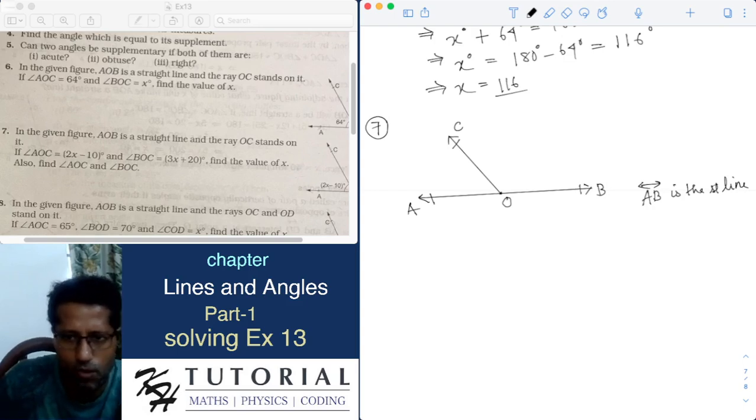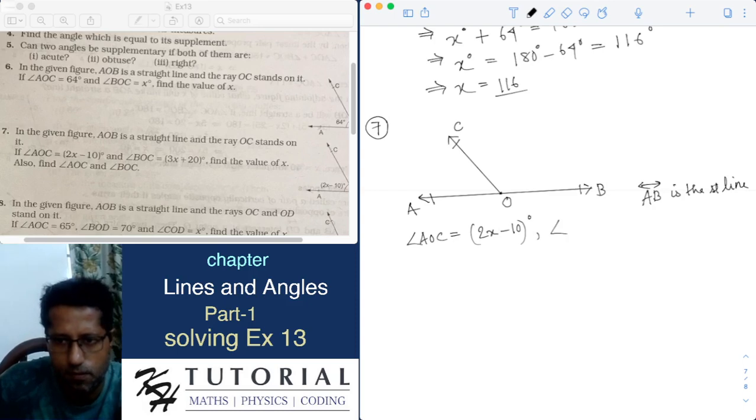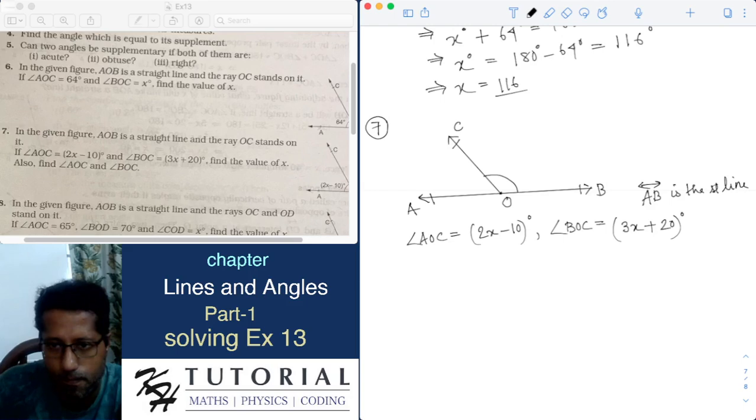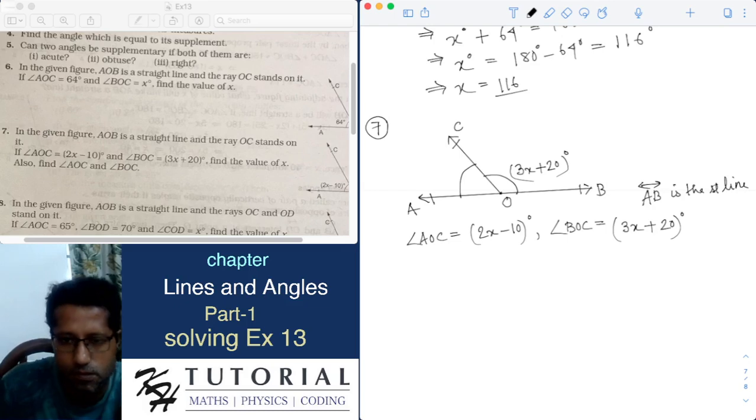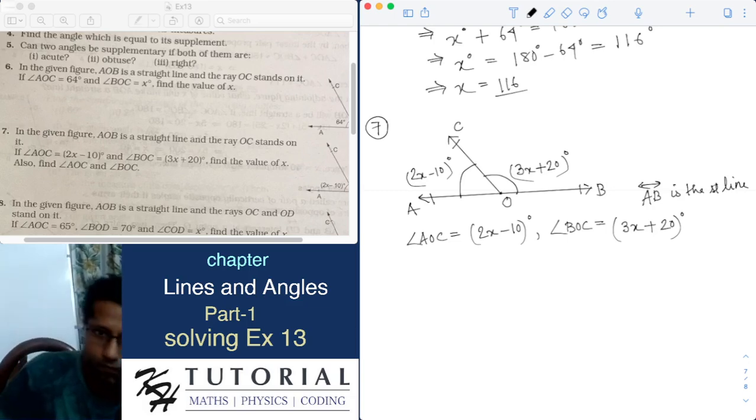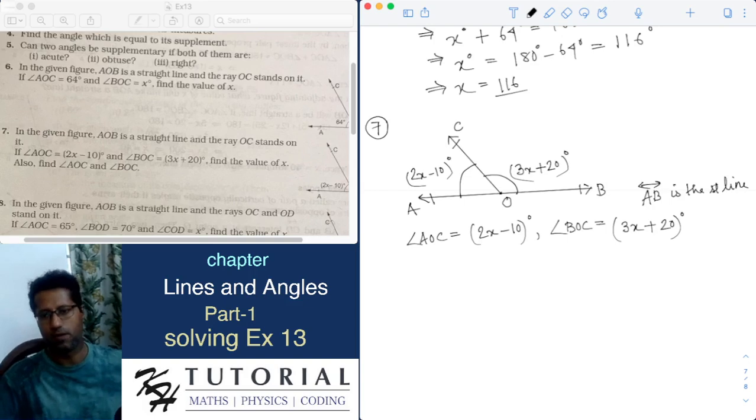Okay, angle AOC is given to be 2x minus 10 degree, and angle BOC is given to be 3x plus 20 degree. So this angle is 3x plus 20 degree, and this angle is 2x minus 10 degree. Find the value of x. Also find angle AOC and angle BOC.